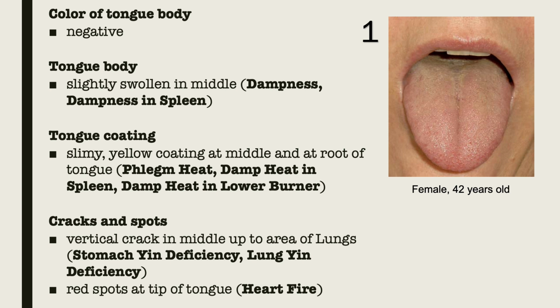Notice the vertical crack in the middle up to the area of the lungs. Stomach yin deficiency, lung yin deficiency. Red spots are found at the tip of the tongue. This denotes heart fire.